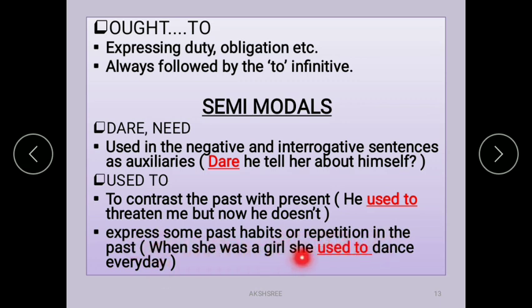Used to also expresses past habits or repetition in the past. That is, when she was a girl, she used to dance every day. It is a past habit of hers. She used to repeat those habits.